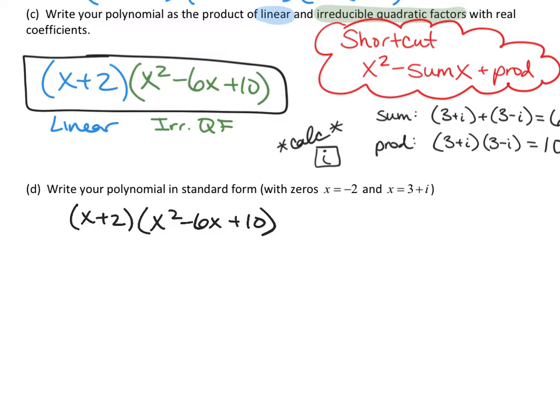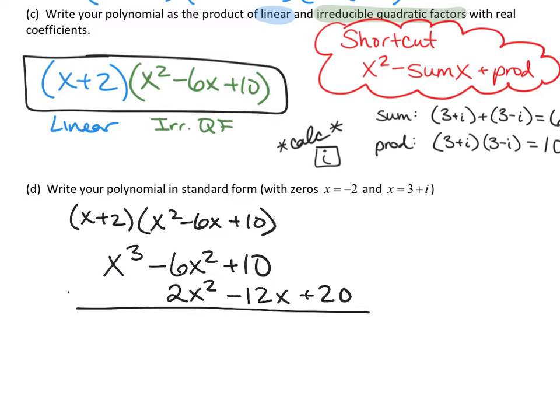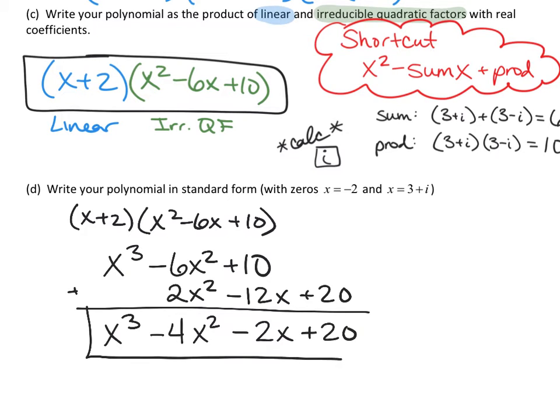So we'll do x times x squared, that's x cubed. x times negative 6x, that's negative 6x squared. x times 10 is 10x. Then I'm going to do 2 times x squared, but I'm going to put that product underneath so I can line up my like terms. 2 times negative 6x, that's negative 12x. And 2 times 10, that's 20. I'm going to add these things together, combining my like terms. It's a nice little addition problem here. And voila! I have written my polynomial in standard form, which means it's in decreasing exponent order, 3, 2, 1, 0.